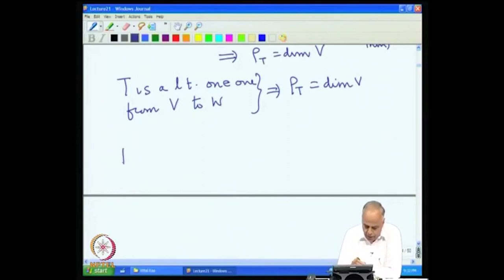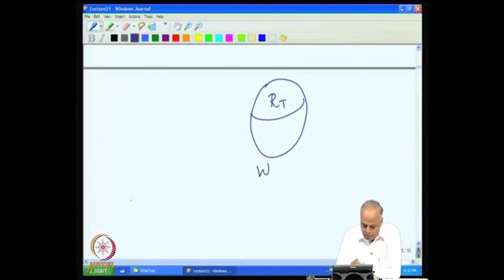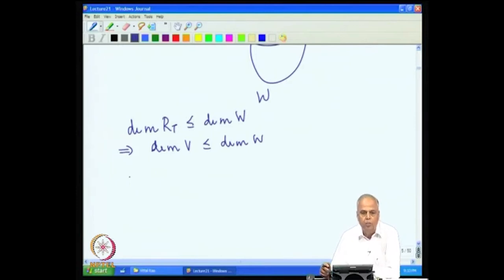But the range of T is a subspace of W. So, we have W here, and the range of T is sitting inside that, and therefore, the dimension of the range of T must be less than or equal to the dimension of W. But we have just found that if T is 1-1, the dimension of the range of T is equal to the dimension of V. So, the dimension of V must be less than or equal to the dimension of W. So, therefore, if the dimension of V is more than the dimension of W, we cannot expect to have a 1-1 linear transformation from V to W.